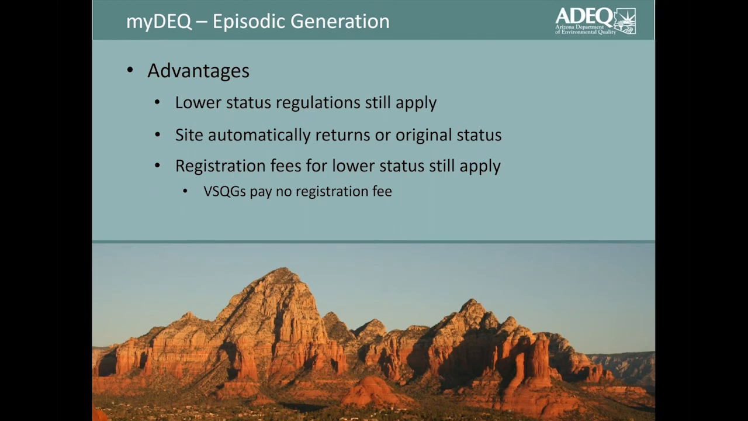But there's a caveat. MyDEQ will know if the site claimed an episodic event. So the site will be required to pay the $67.50 for the hazardous waste generated during the calendar year. This means that the waste shipped off site during the episodic event is going to be combined with the rest of the hazardous waste shipped off site during the calendar year, and you pay the $67.50 a ton. But again, there's no registration fee.